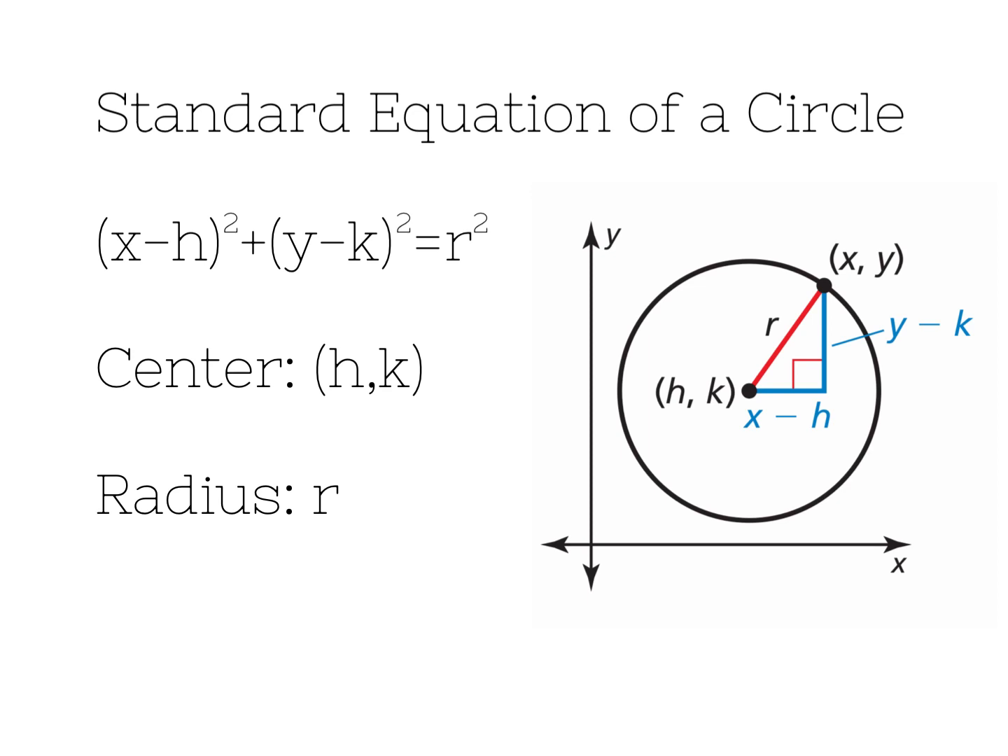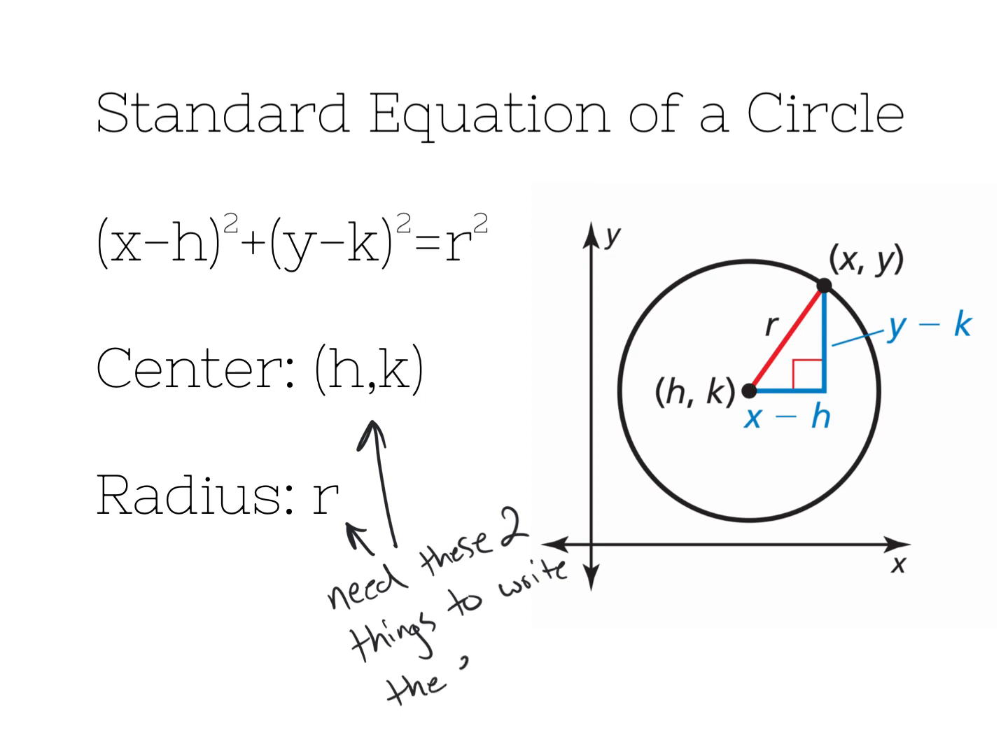equations of a circle. Now we need two things in order to write the equation of a circle. And here's our two things: the center and the radius. So we need these two things to write the equation. So make note of that. You will always need a center and always need a radius. You need those two things in order to write the equation of a circle.